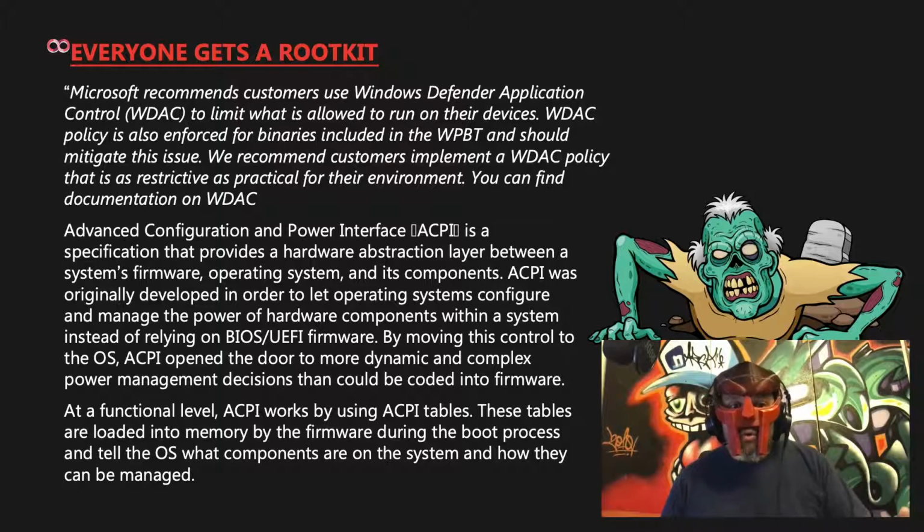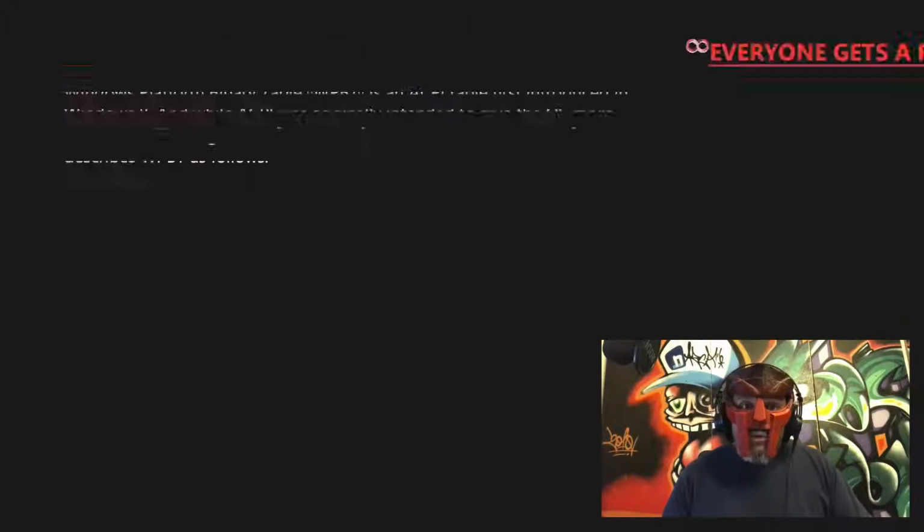So you move the control of, let's say, hardware power usage to the operating system as opposed to how it used to be controlled in the firmware, which gives you more flexibility. Now, at a functional level, ACPI works by using ACPI tables. These tables are loaded into memory by the firmware during the boot process, and they tell the operating system what components are on the system and how they can be managed.